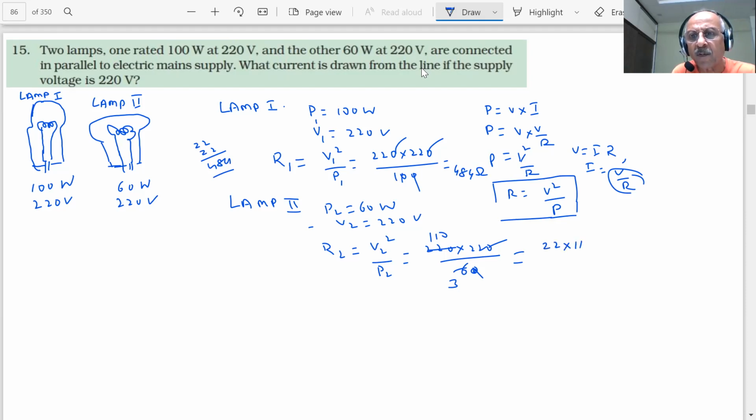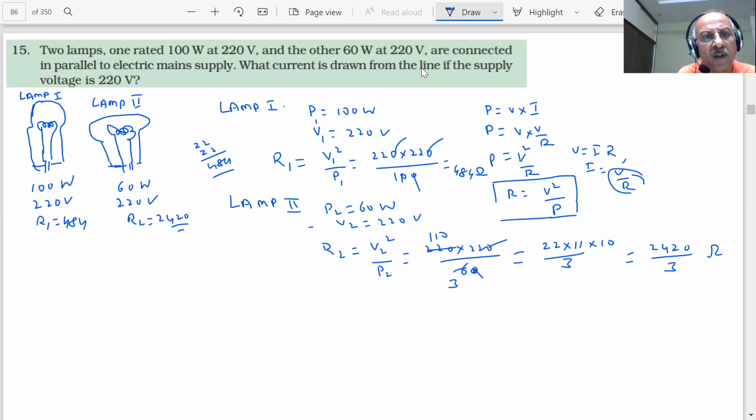Calculate the value of this, student. 22 into 11 into 10 by 3. How much is it coming, student? 22 into 11 will be how much? 2420 by 3 ohms. Am I right? Tell me. Yes, sir. That means, students, you are saying R1 is how much? 484. And R2 is how much? 2420 by 3 ohms. Now these are connected in parallel.